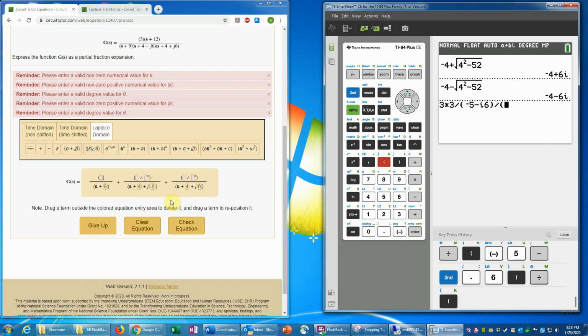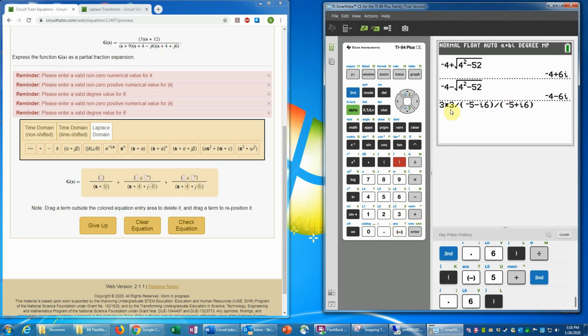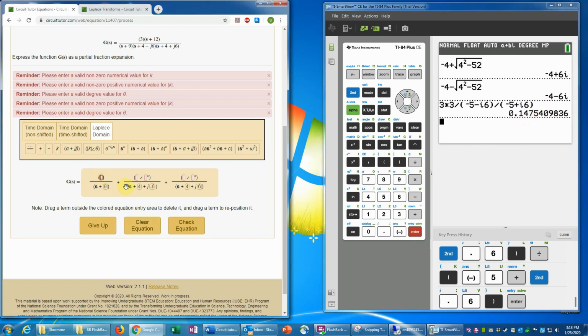Okay, so then I'll have the other factor, which is going to be the negative 9 plus 4. So again, that's negative 5 plus j6 in this case. So negative 5 plus j6. Okay, and then think about what form I want that in. Well, it's going to be a real number, so it actually won't matter. I'm multiplying a number times its own complex conjugate, so that will give me a real number. So the form here doesn't really matter. So that's going to give me a value of 0.1475. So I'll enter that here.